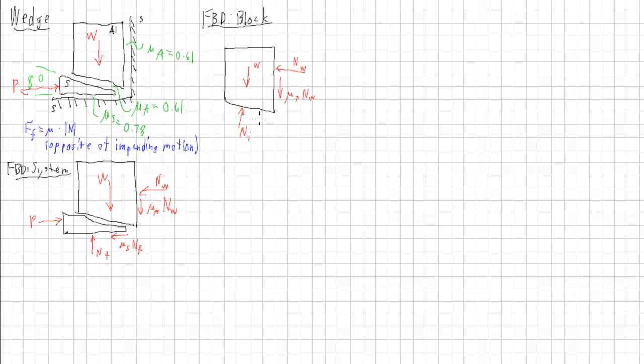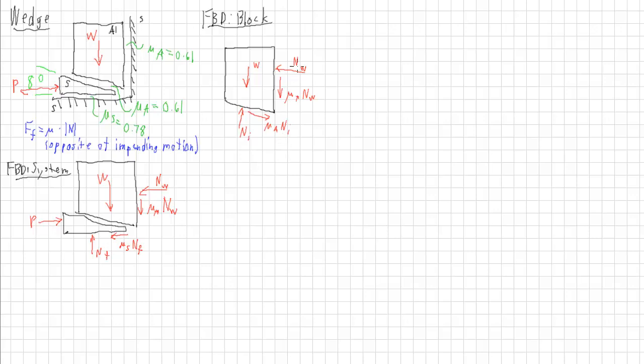and now the block seems to be traveling up the wedge. So therefore we have a frictional force that's traveling down the wedge. Now the block is still aluminum and the wedge is still steel, so we're going to use mu A here. Okay, so here's our free body diagram of the block.